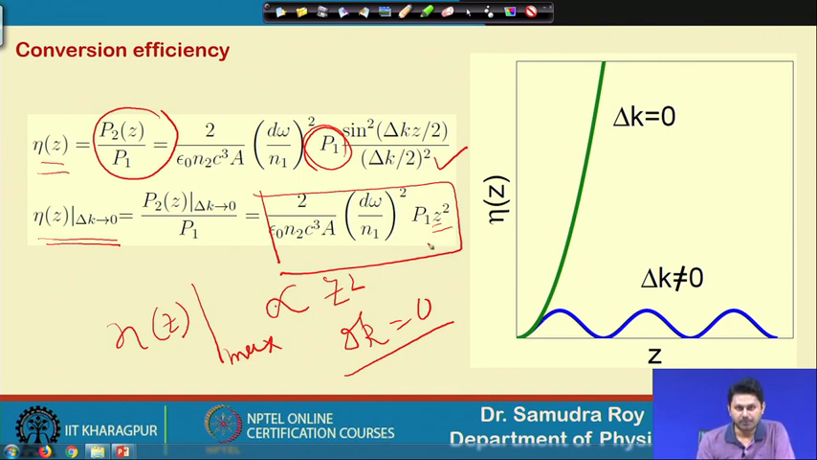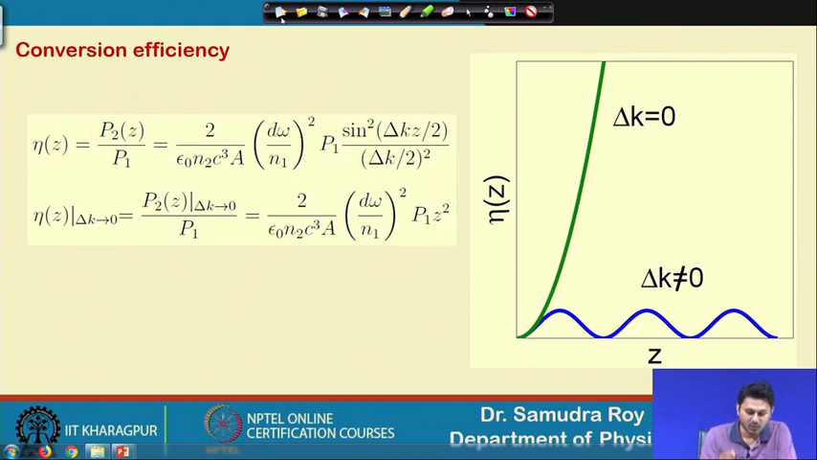Now, if I plot this, which is very important, we will find that we have an improvement of efficiency, and this efficiency is improving as a function of z square. This is improving very rapidly. That means I am able to generate the second harmonic very rapidly with respect to z, because it is improving in the form of z square under the delta k equal to 0 condition.